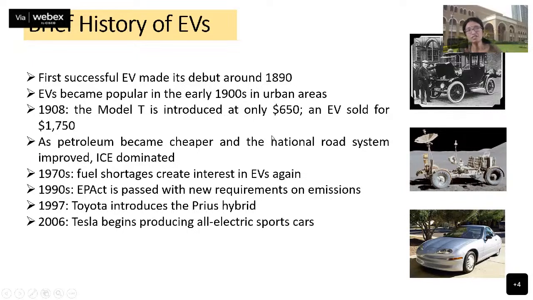If you look into the brief history of electric vehicles, the first was made around 1890 and became very popular in the 1900s, but when fossil fuel came in, it completely wiped out electric vehicles. Then the fossil fuel shortage started in the 1970s, and interest was generated again in electric vehicles. In the 1990s, the Environmental Energy Pact came in, so there were new requirements on emissions. In 1997, Toyota introduced the Prius hybrid, and in 2006, Tesla began producing all-electric sports cars.